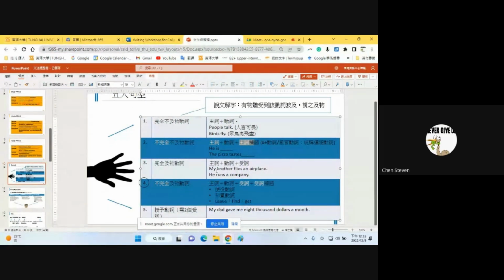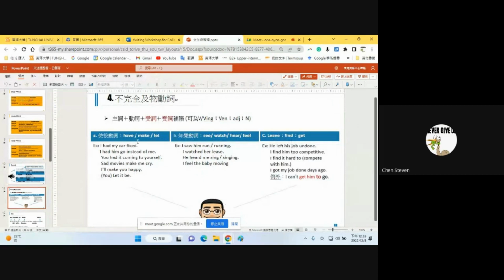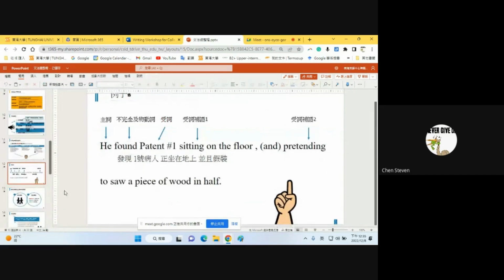Okay, and then, 完全及物. My brother flies an airplane, he runs a company, and then incomplete, transitive. Okay, so after the subject, you have got to have a complement, okay? Like, for example, this will be 实义动词, 知觉动词, leave, find, and get. Because this appears time and time again in all kinds of proficiency exams, I had a special page on this. All students have to memorize it. I think I have tried my best to put important English concepts in simple charts. If the students are willing, it should be no problem for them.